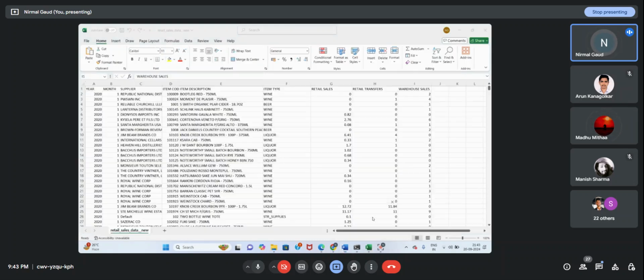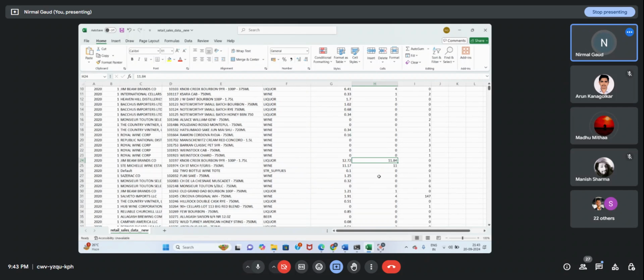Because if we look at the data, this is retail transfers 11.84. What does it mean now? Correct. So it mostly should not be a number; the transfer should be currency, right? Yes, it will be currency only. And I think this is the payment made.